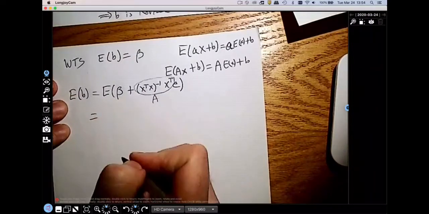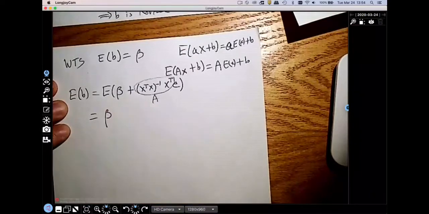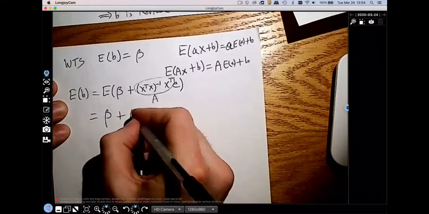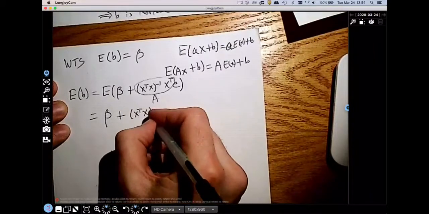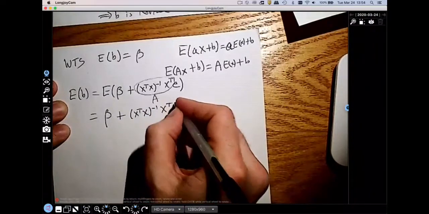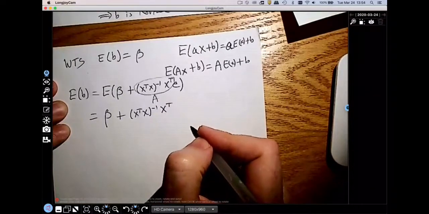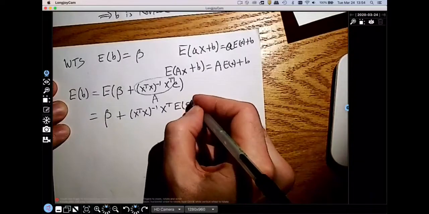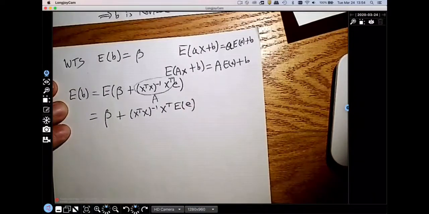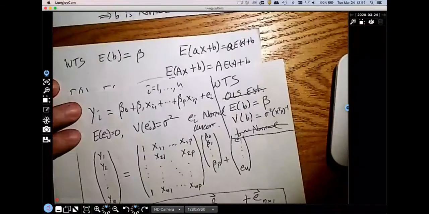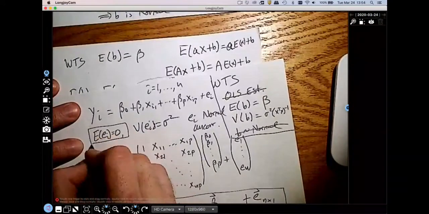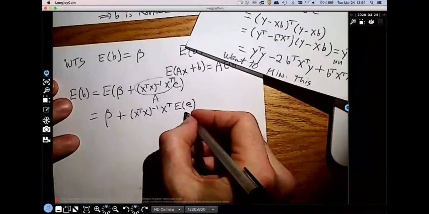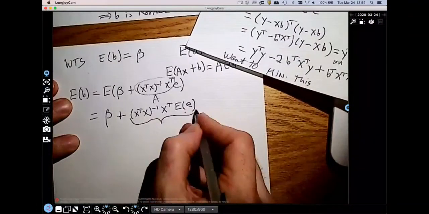So what are we left with? Well, we're just left with beta plus x transpose x inverse x transpose times the expected value of e. What's the expected value of e? Well, if you go way back to the beginning, the expected value of e is 0. So this thing is 0, therefore this whole thing is 0.